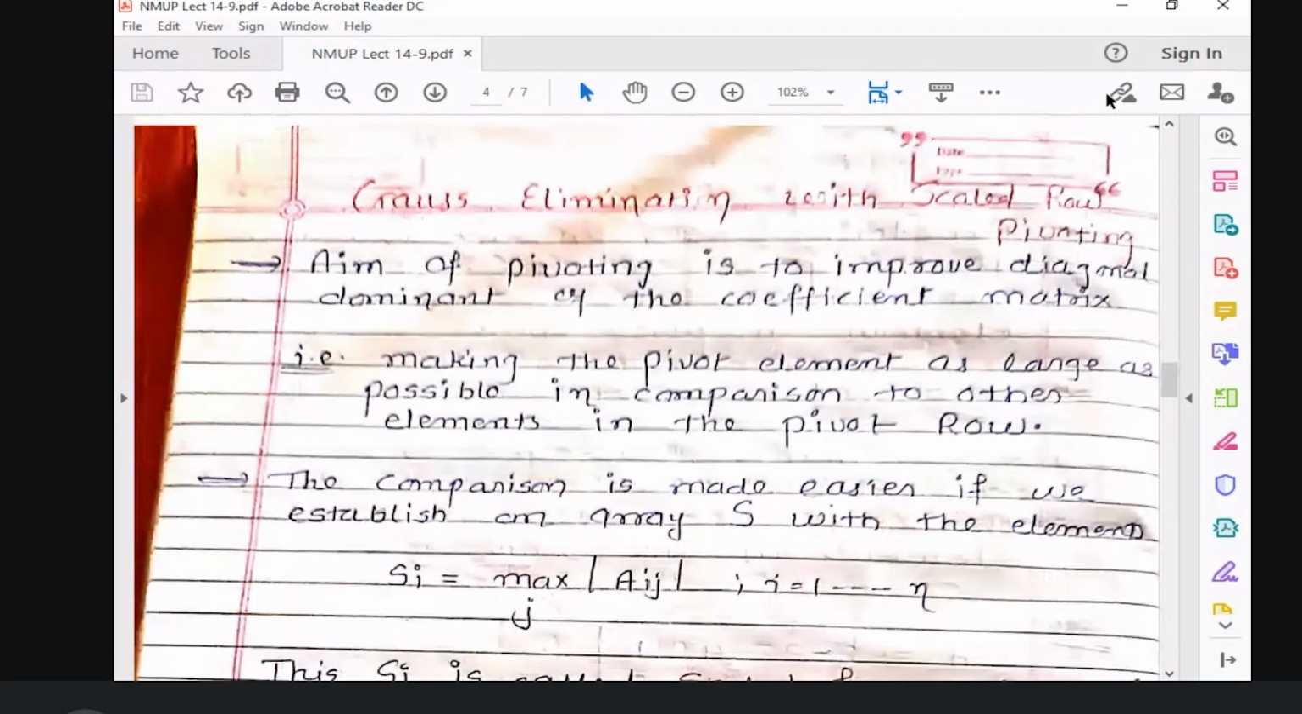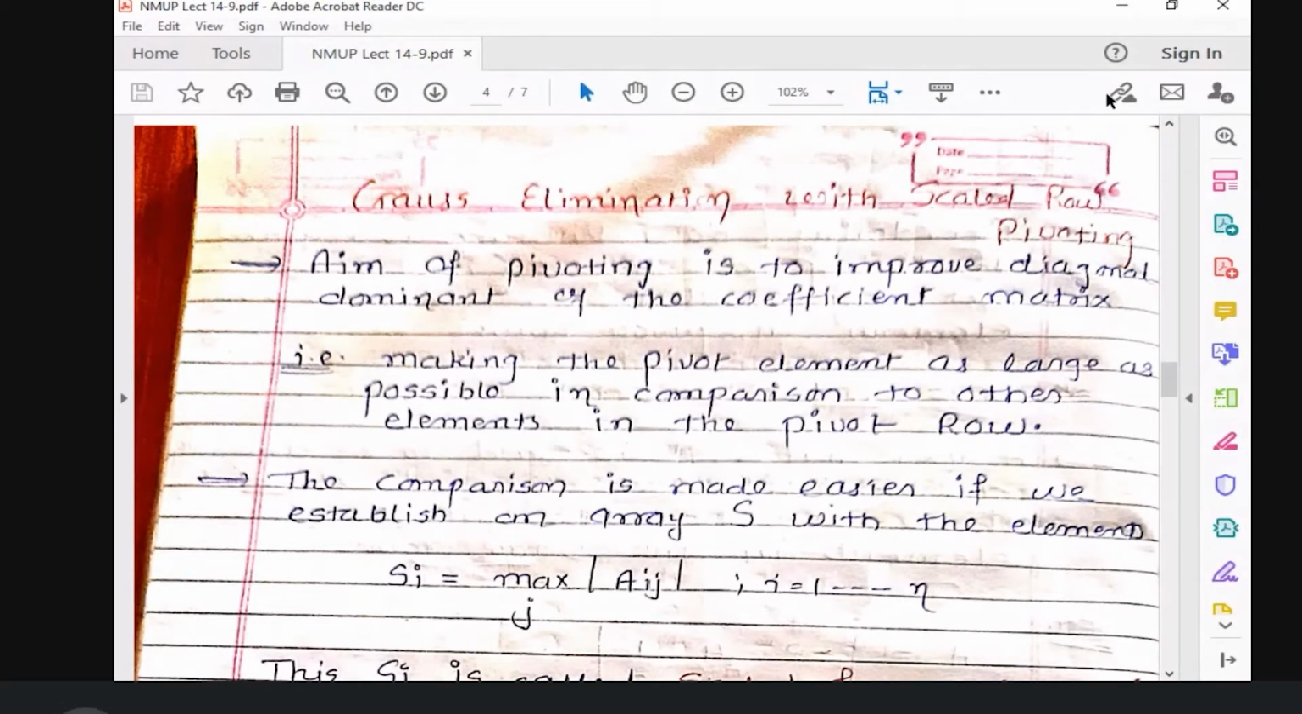So in the last-to-last theory, we discussed the Gauss elimination method without any row pivoting. But over here, we are taking the scale row pivoting concept with the Gauss elimination method. How it differs from the previous one, we'll discuss with this set of theory plus examples, right?